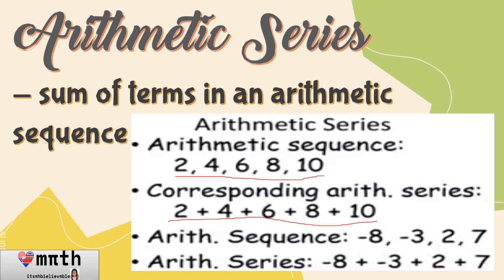Example number 2, if we had an arithmetic sequence which is negative 8, negative 3, 2, and 7, we just simply add negative 8 plus negative 3 plus 2 plus 7 in order for us to get the value of our arithmetic series.